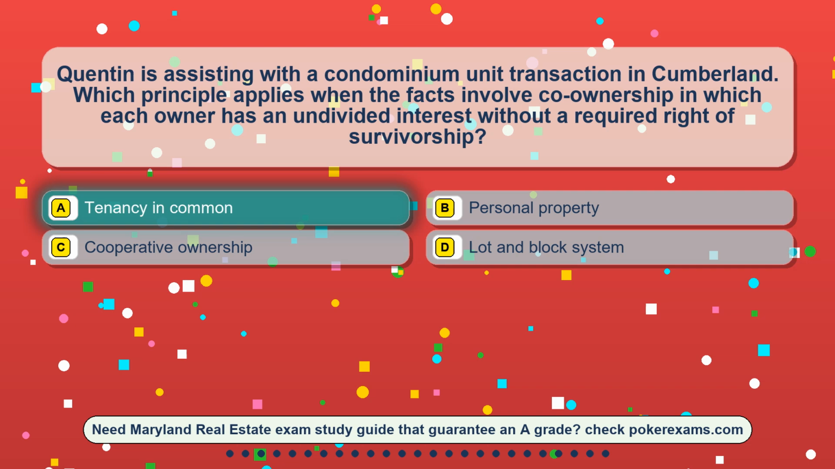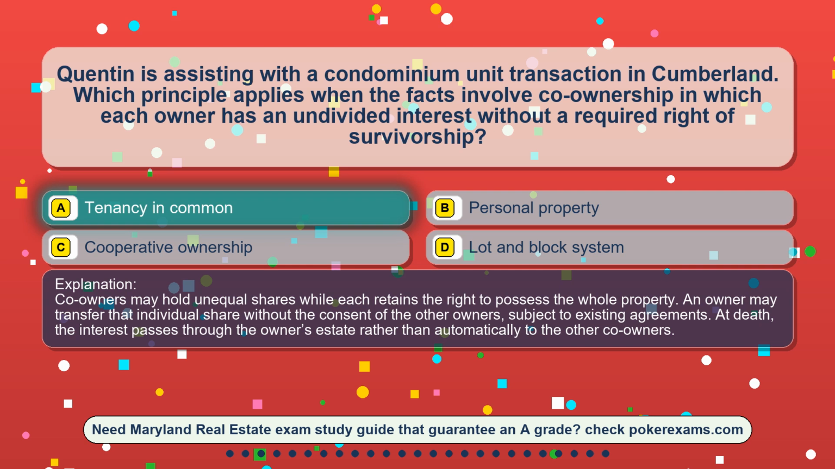The correct answer is option A, tenancy in common. Co-owners may hold unequal shares while each retains the right to possess the whole property. An owner may transfer that individual share without the consent of the other owners, subject to existing agreements. At death, the interest passes through the owner's estate rather than automatically to the other co-owners.